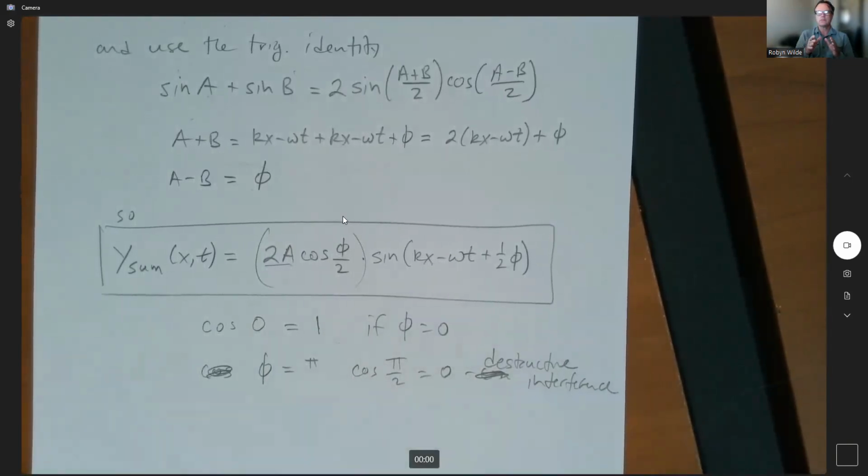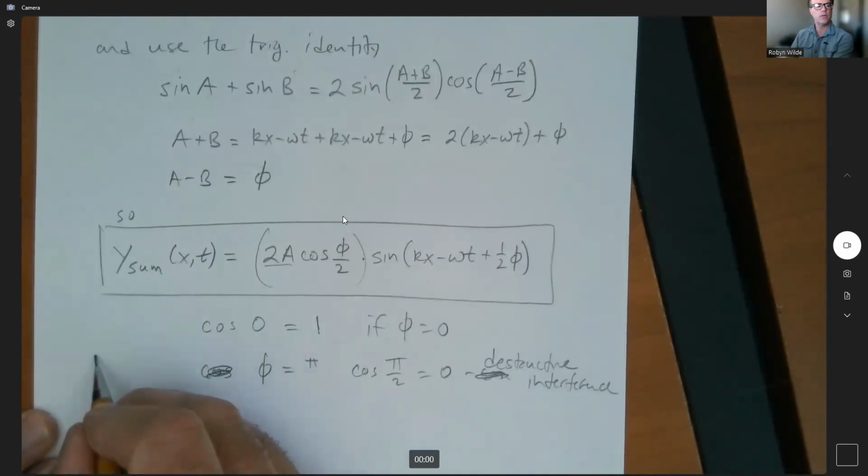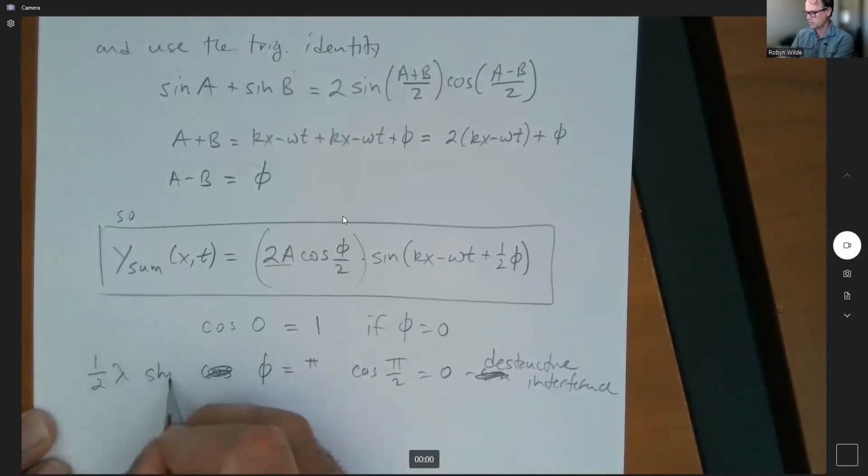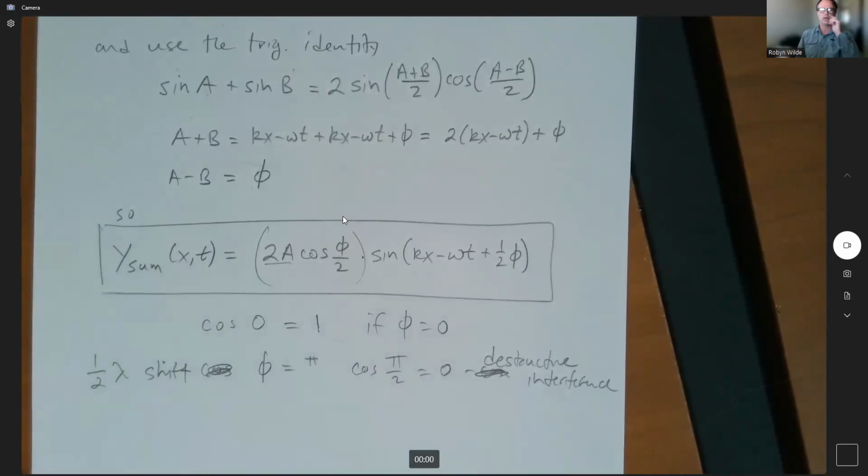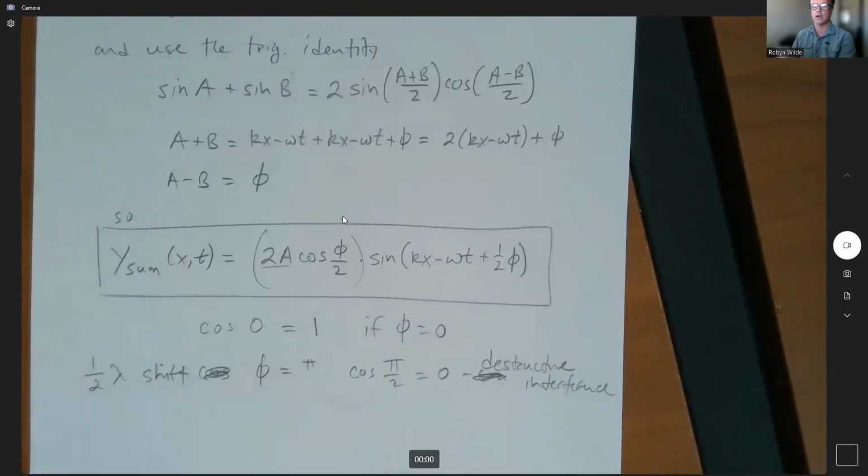Now, one thing to recall, if I'm talking in terms of wavelengths, if I go through pi phase or 180 degrees, this is what I would call a half wavelength shift. So the second wave is out of phase by half of a wavelength with the first wave. And maybe I can draw that here, but I'll draw it in a second because I wanted to talk about our third case.